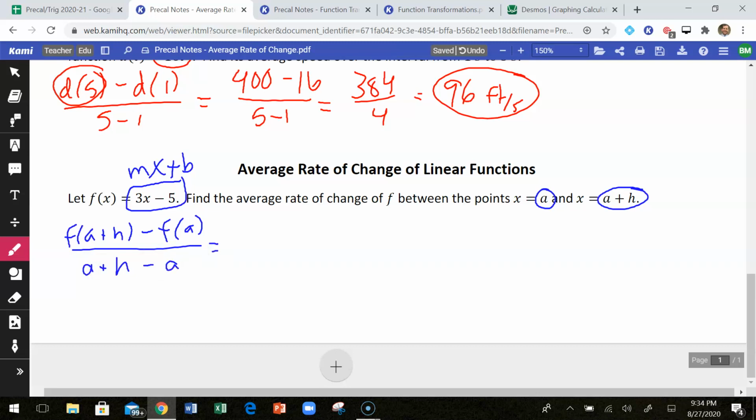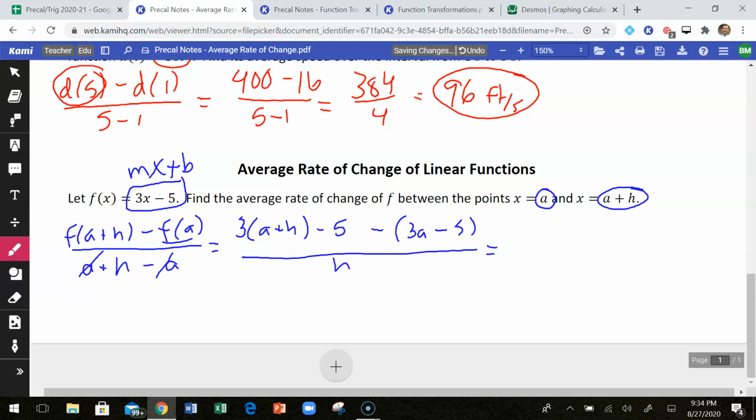So f of a plus h, so that means I'm going to take a plus h and plug it in for the x. So it's going to be 3 times a plus h minus 5. And then I'm going to subtract from that f of a, which means plug in a to this, which is 3a minus 5. And I'm going to divide that by a plus h minus a. Well, those a's would cancel each other out, so I would just have h on the bottom.